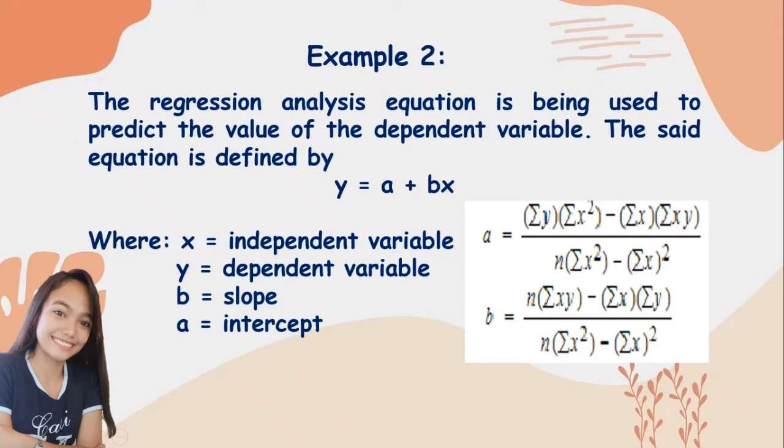So another example, the regression analysis equation is being used to predict the value of the dependent variable. The said equation is defined by y equals a plus bx, wherein x here is the independent variable, y is the dependent variable, b is the slope, and a is the intercept.